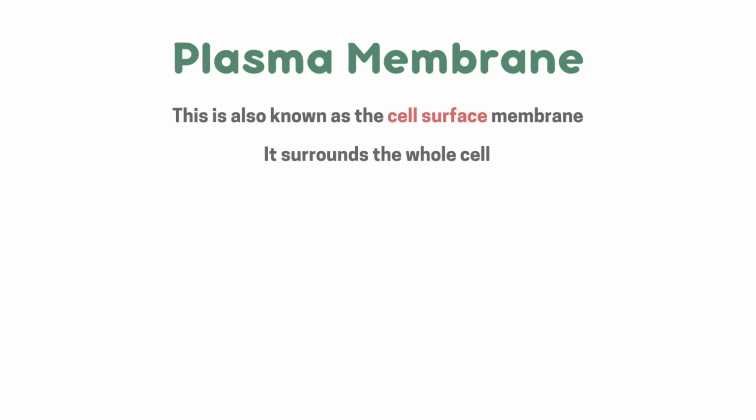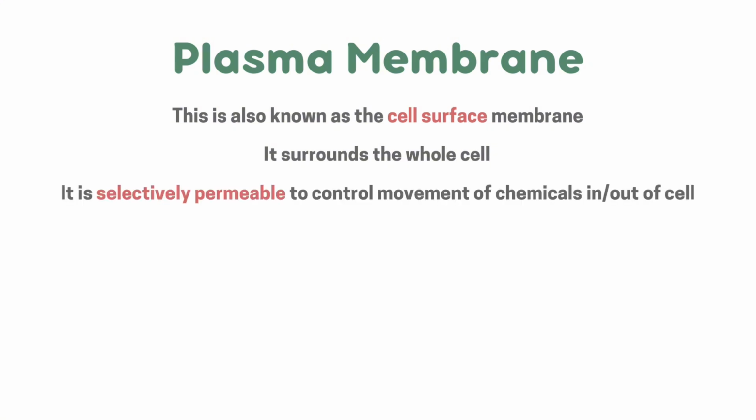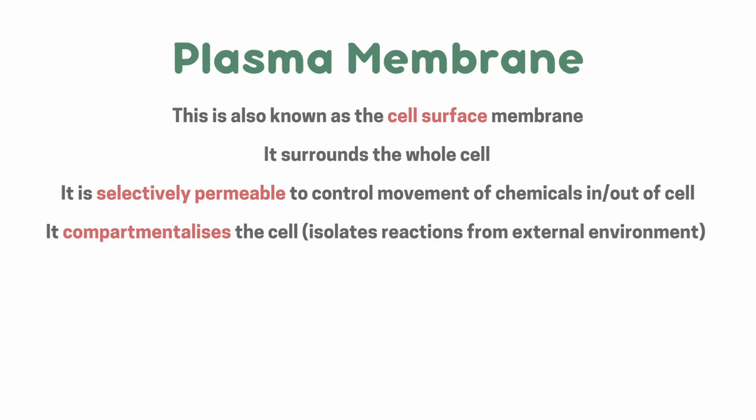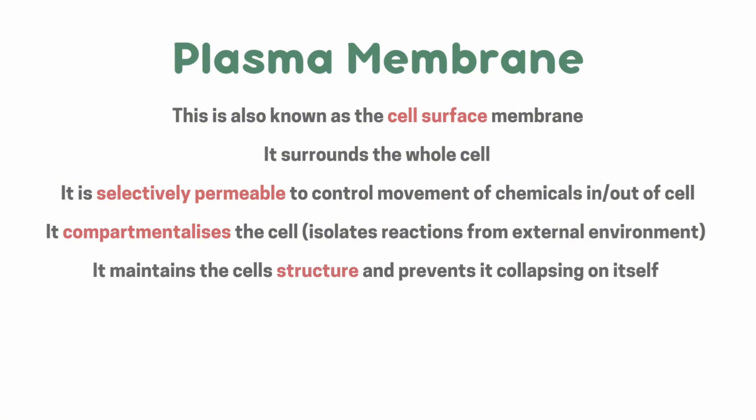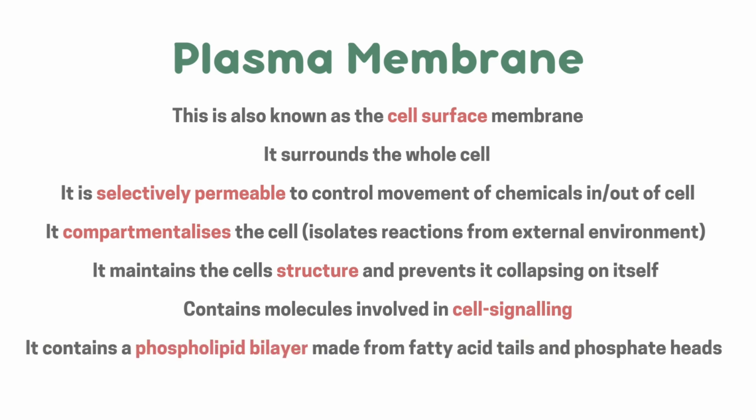The plasma membrane surrounds the whole cell. It is selectively permeable to control movement of chemicals in and out of the cell. It compartmentalizes the cell. This means it isolates the reactions from the external environment. It maintains the cell structure and prevents it from collapsing on itself. It contains molecules involved in cell signaling. It contains a phospholipid bilayer made from fatty acid tails and phosphate heads. Don't worry too much about the phospholipid bilayer bit. You will cover this when you get to the topic regarding membranes.